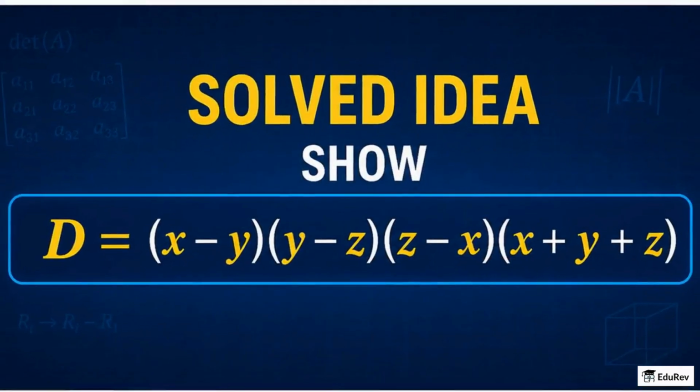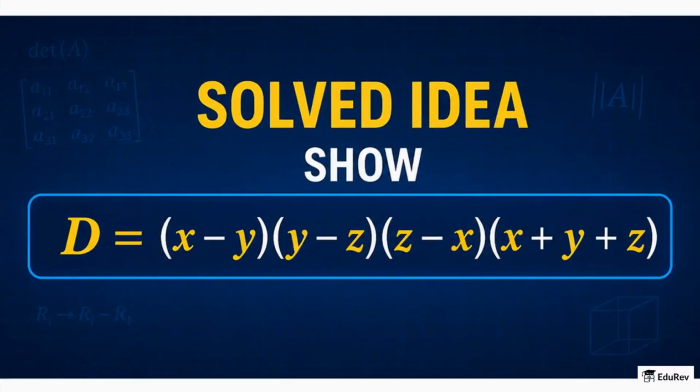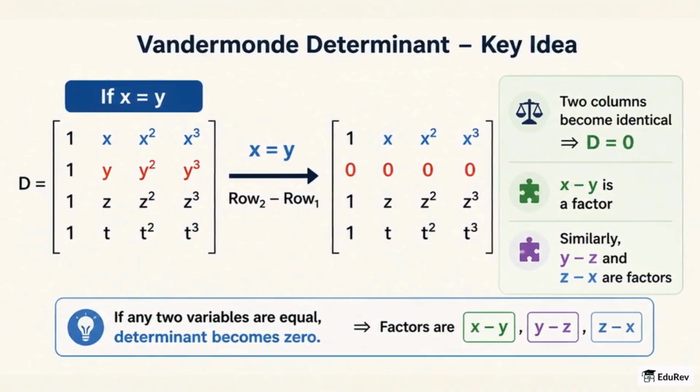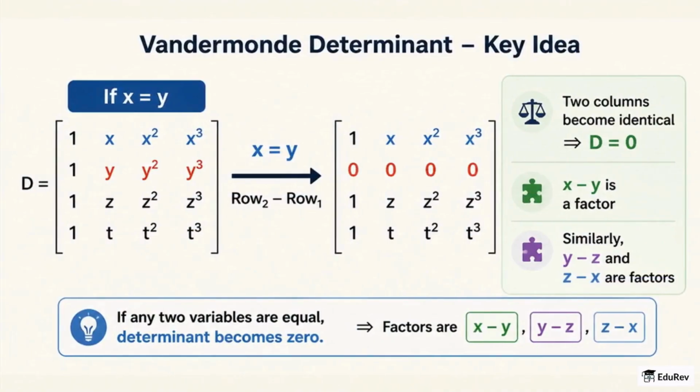One more solved idea. Show D equals the product x minus y times y minus z times z minus x times x plus y plus z. We note if x equals y, then two columns become identical. So D is 0. So x minus y is a factor. And similarly, the other two differences are factors.